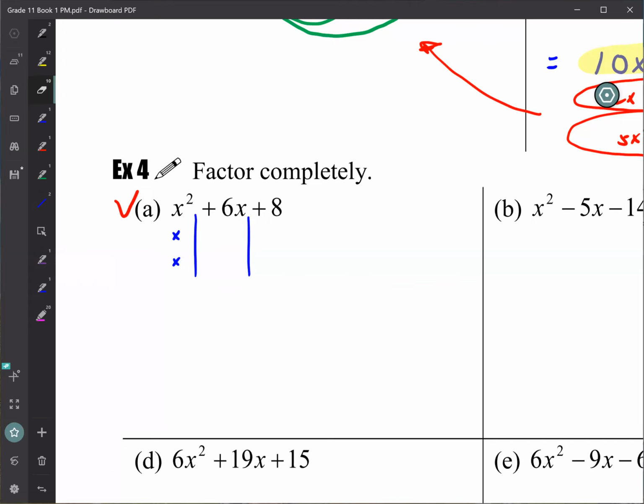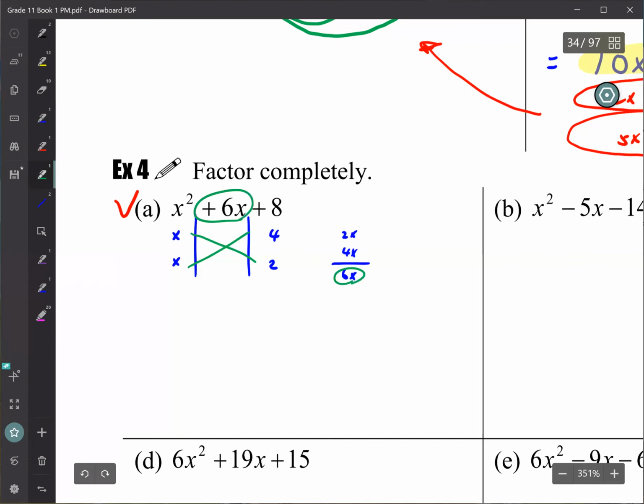Okay, now let's go to the 8. So Jenny, what do you want to use for making the 8? 4 and 2. Yep, 4 and 2. Let's try that. 4 and 2. Okay, and then we do the cross multiply. So x times 2, 2x. X times 4, 4x. They add up to 6x, right? It matches the middle. 6x matches the middle.